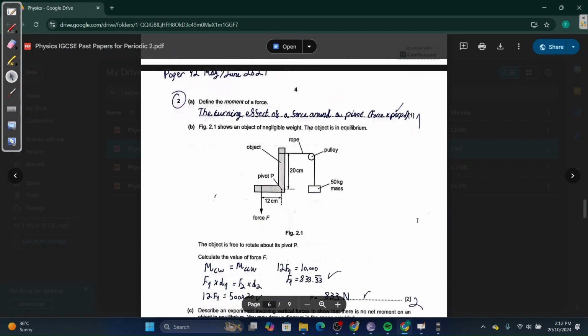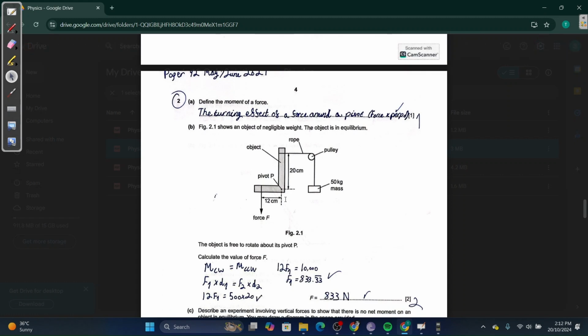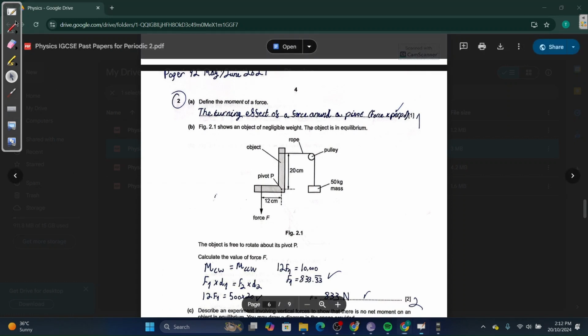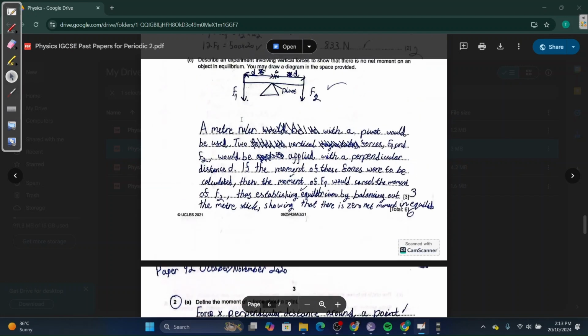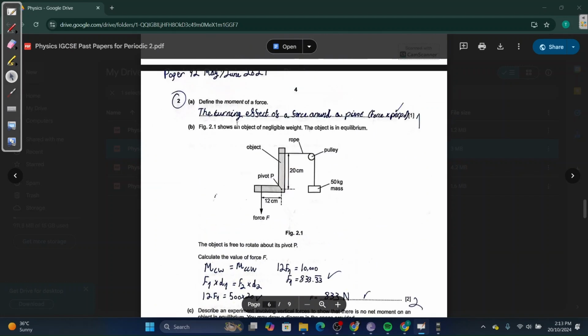Okay, so for paper 42, May/June 2021, define the moment of a force. Now, don't take this definition. It's correct, but the way I wrote it's a bit weird because this is the way they want it. They want it in this one. Define the moment of a force about a point. This is what the correct answer is. They'll give you a mark for this one in the exam. So take the second definition, not the first one. Okay, whatever now.